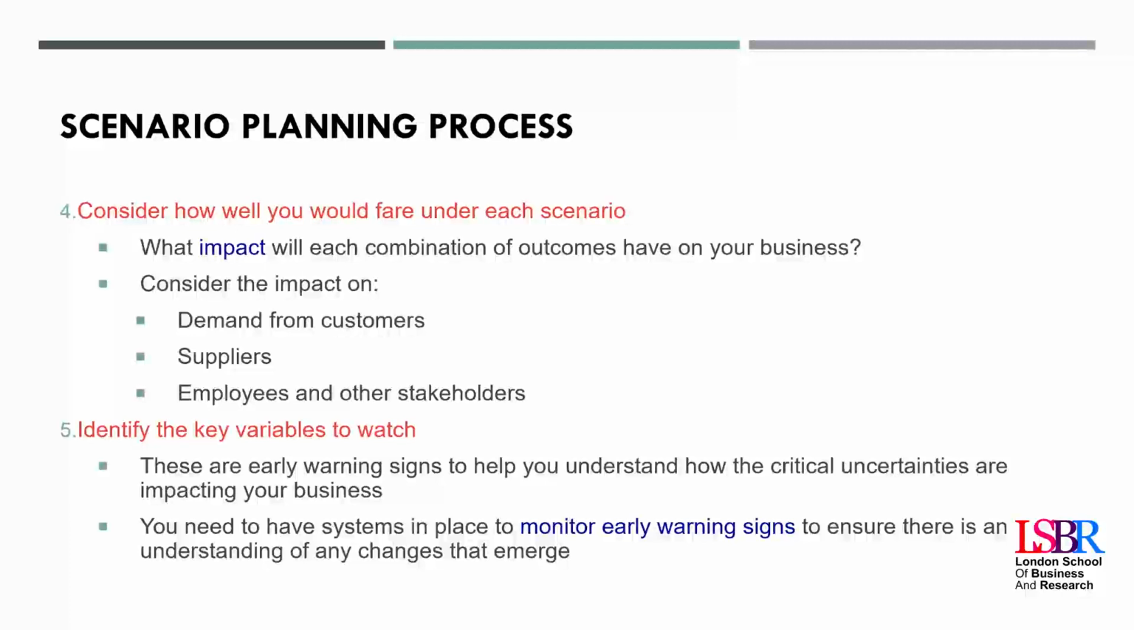So these are early warning signs that can help you understand how the critical uncertainties could impact your business. You need to have a system in place in order to monitor these early warning signs and to ensure there is understanding of any changes that emerge. Again, because it's just an informed guess, there's no guarantee that that's exactly how it will play out. Even if the Labour Party do come to power, there's no guarantee that they will make the regulatory change straight away. Even if Brexit was to happen, there's no guarantee that the impact will be straight away.